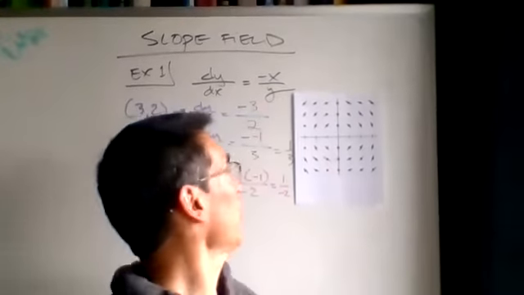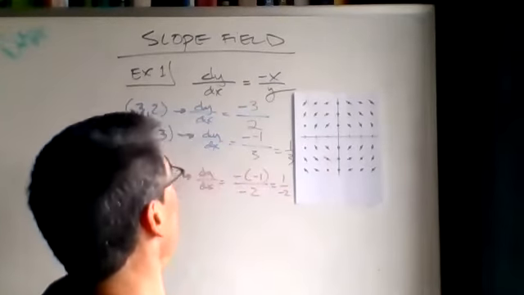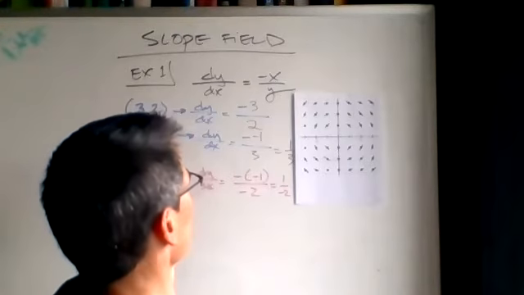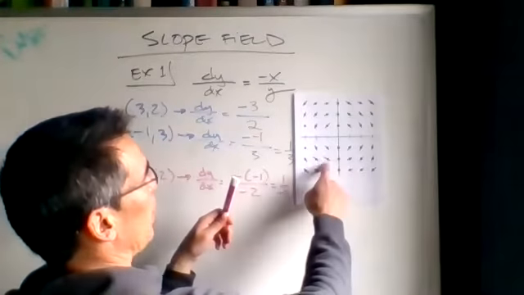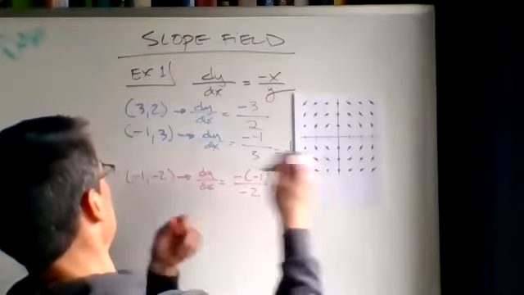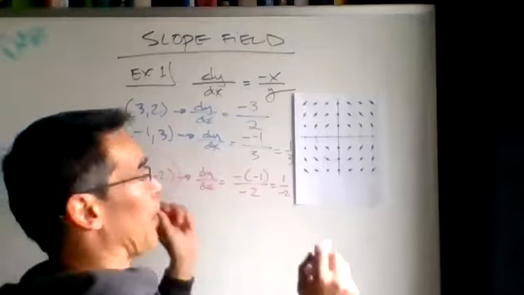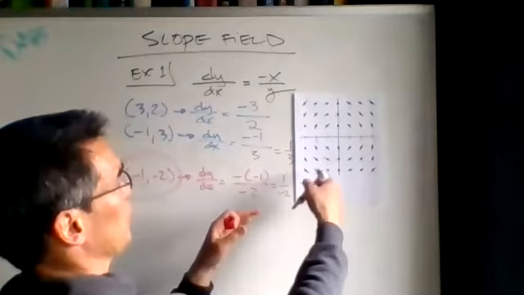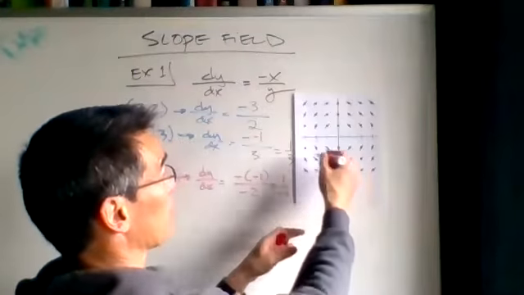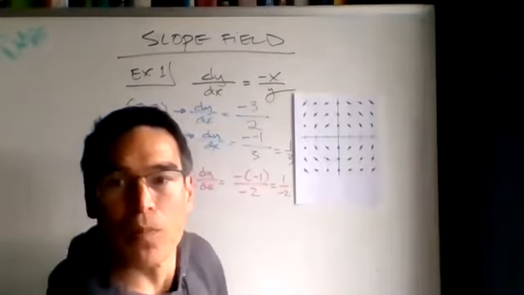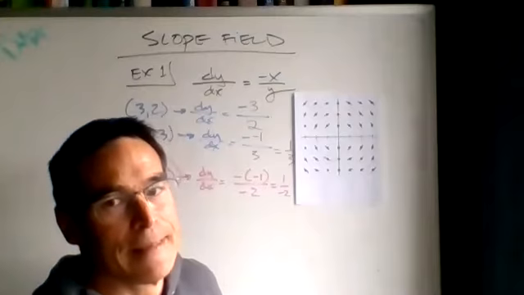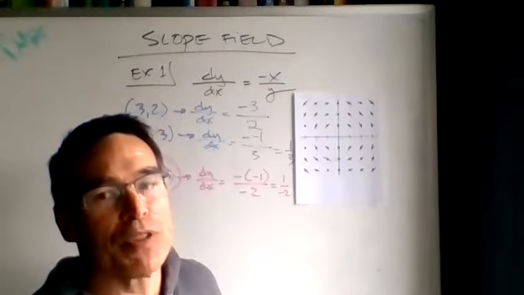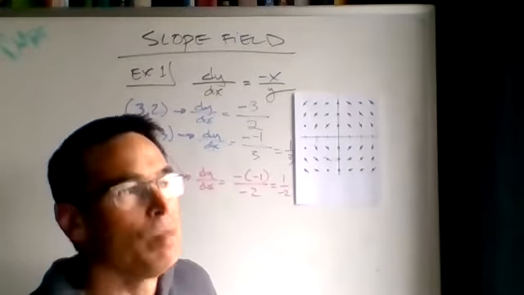So let's go ahead. If I know it goes through this point right here, so let's use this. If I know that my solution curve goes through this point, I'm going to draw on here. I'm going to go back to your early childhood here.